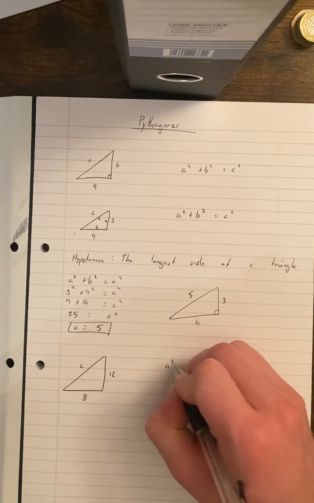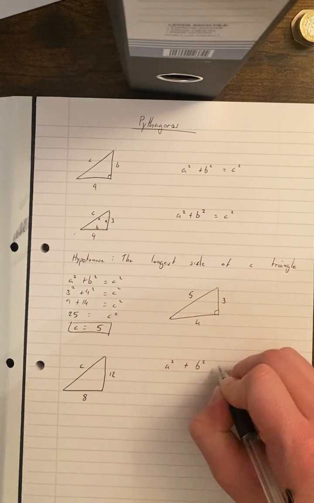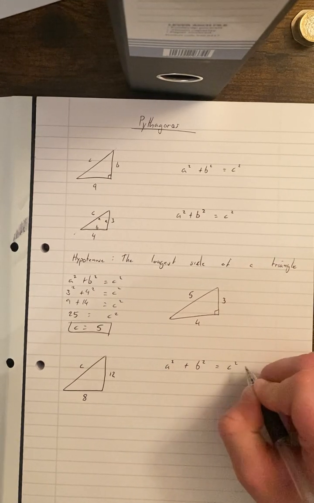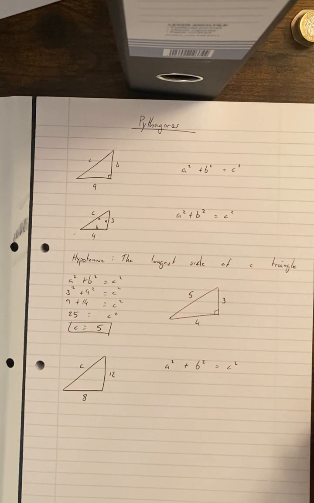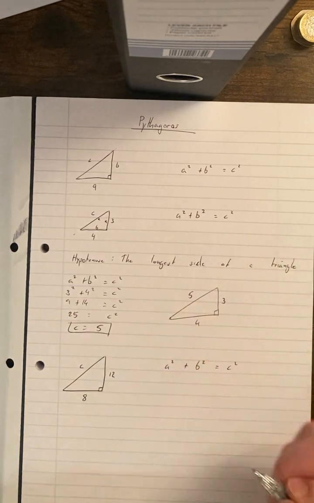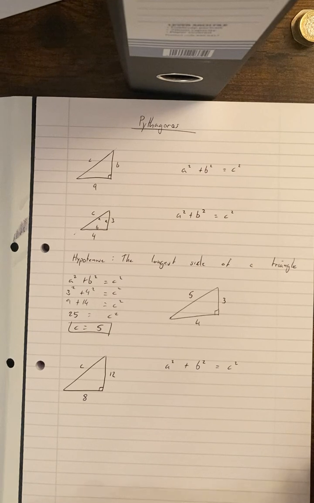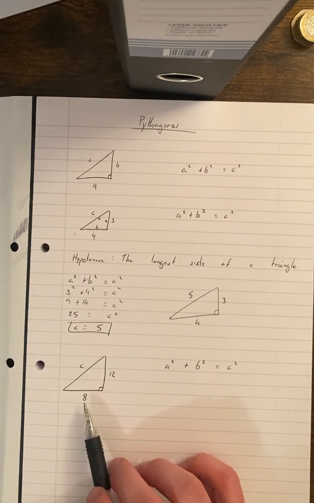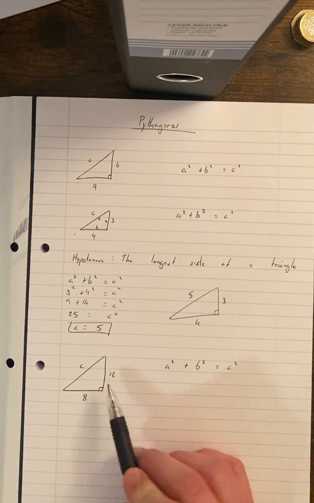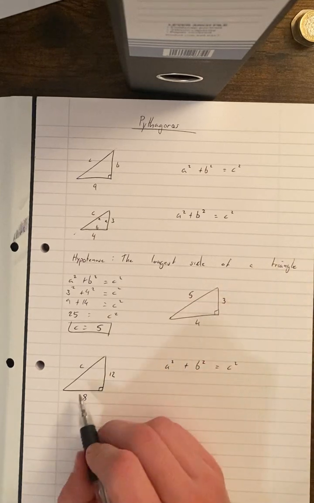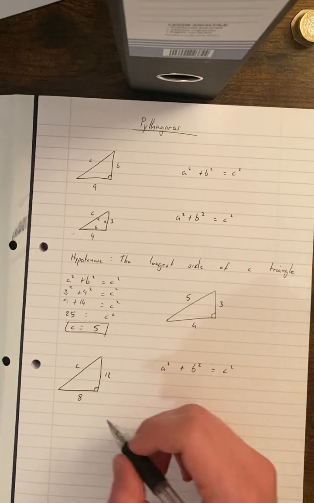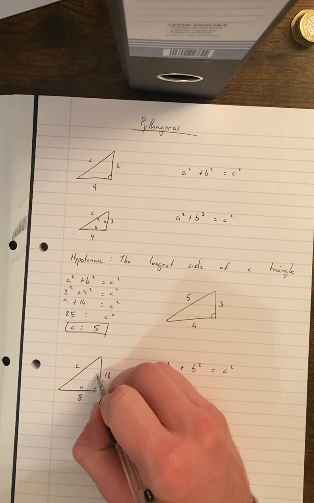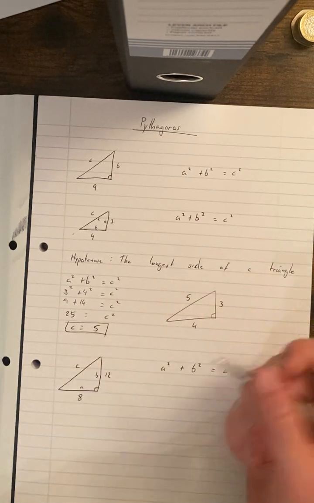So a squared plus b squared is equal to c squared. So if this is A and this is B, A and B are the sides of the triangle. They can be swapped out. It doesn't matter which side is A. So I'm going to put this side as A and this side as B, and that's going to be C.